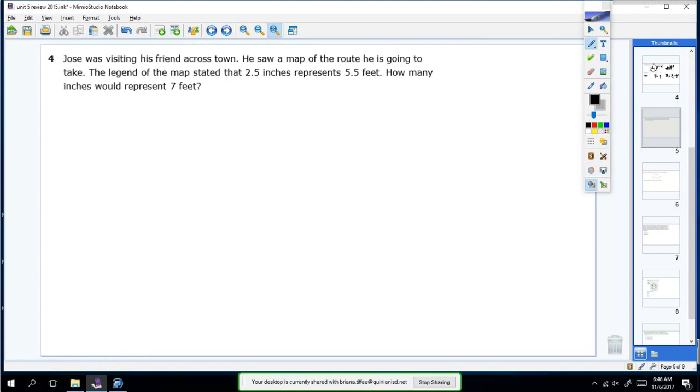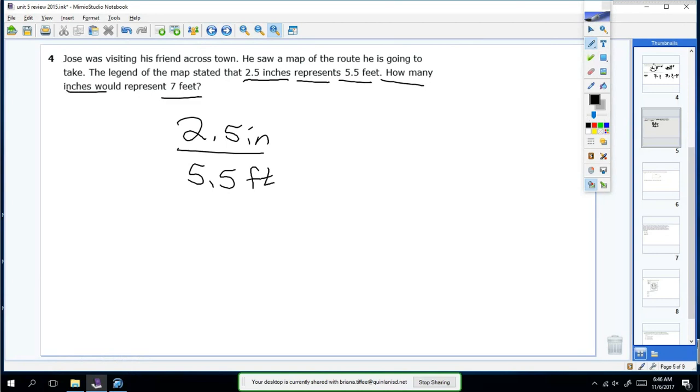Okay, every time you see something represents something, you automatically write it as a ratio. So do 2.5 inches over 5.5 feet. And don't forget the units, because the next part is where you have to pay attention. So it says how many inches would represent 7 feet. Well, since I'm trying to find inches, that means X goes on top because this is my missing inches. And then the 7 feet goes on the bottom because the feet have to line up.